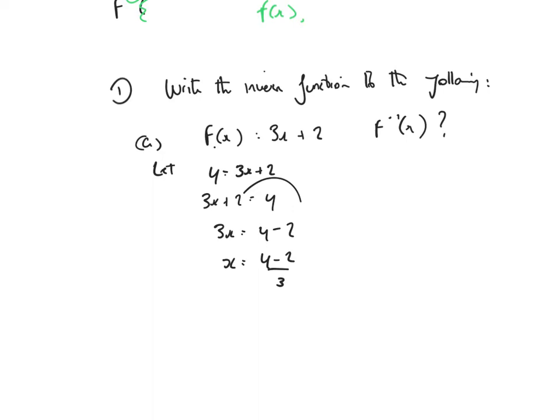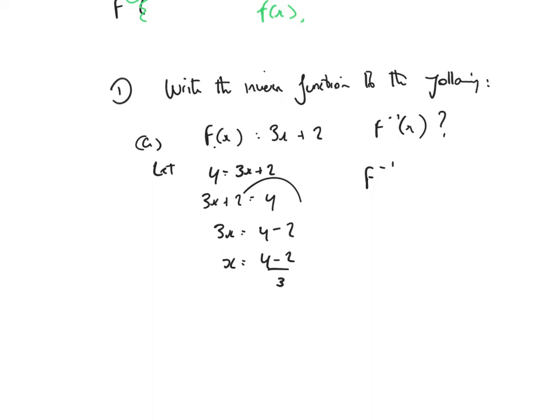So the function originally is to treble it and add 2. The inverse function is to take away 2 and divide by 3. Now if you think about it, that is the inverse function. That's the working backwards function. So the function is to treble and add 2. The inverse function is to take away 2 and then divide by 3. That's the working backwards.